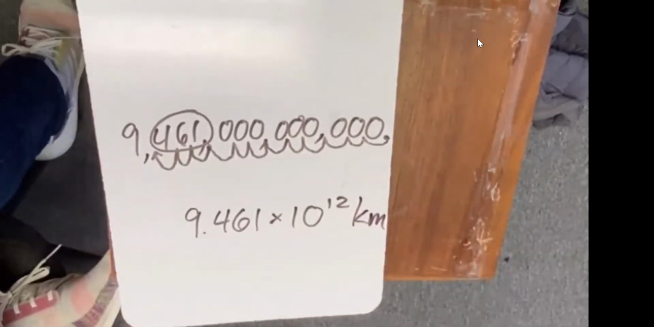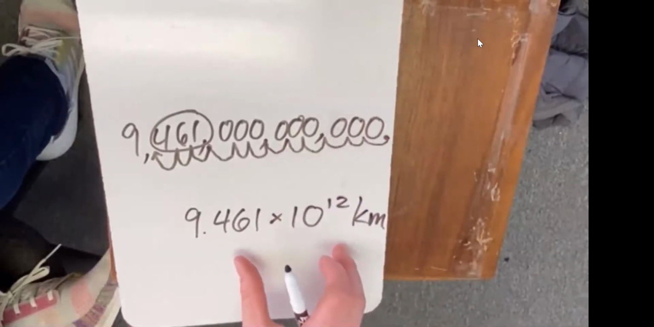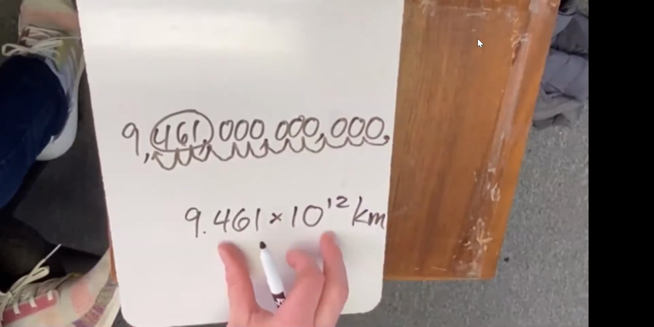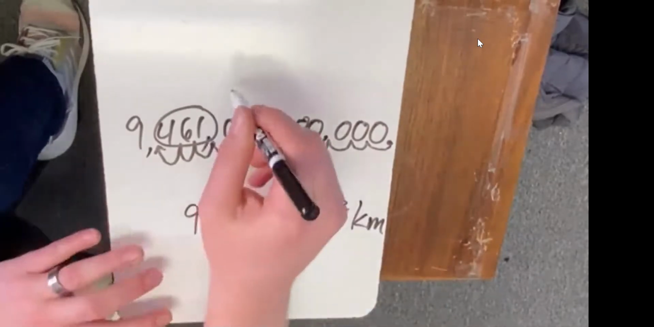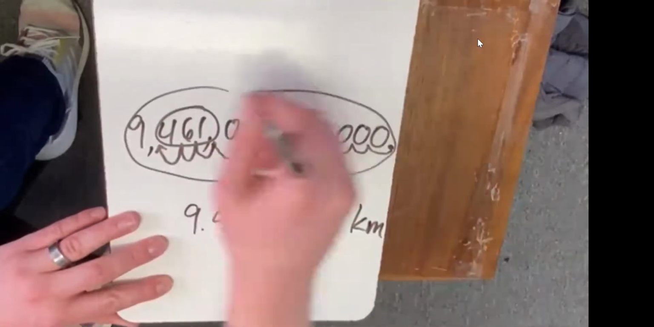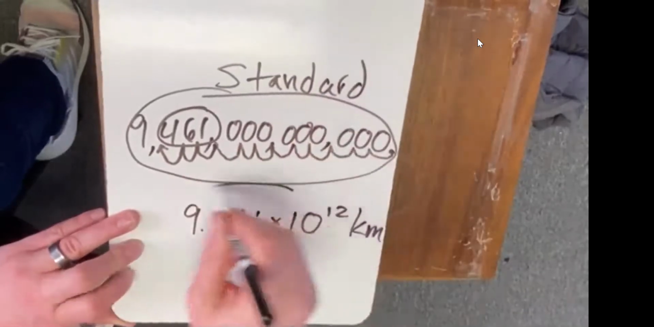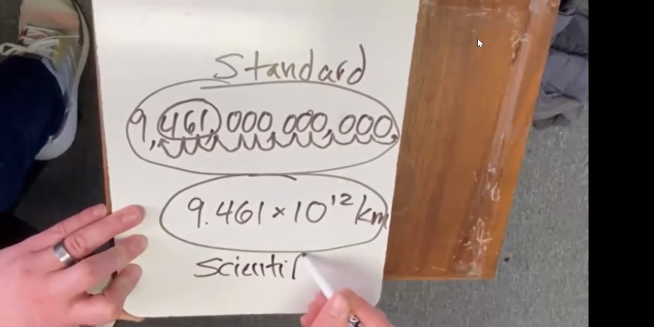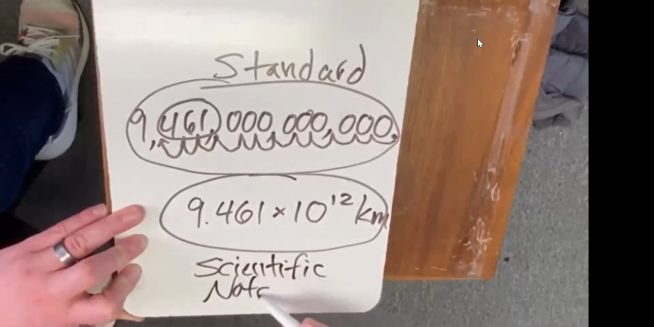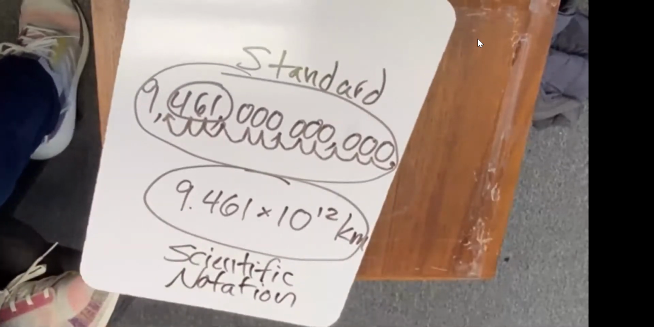So that's what we're going to be doing in this lesson, is writing big numbers like this in scientific notation, and then taking the scientific notation and putting it into what's called standard form. So this big number, that was standard form. And this number right here, that's scientific notation. Fancy stuff right there.